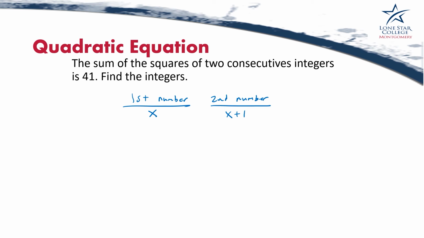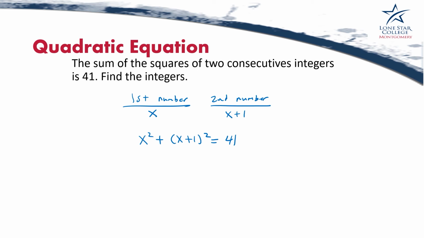The sum of the squares is 41. So that means the first number squared plus the second number squared is equal to 41. So that is the equation form of what that first sentence says. That's how we translate that into an algebraic equation. Okay, so now we solve that equation.